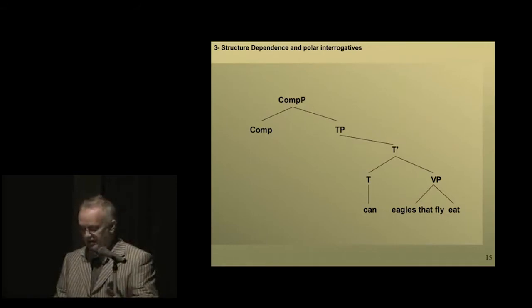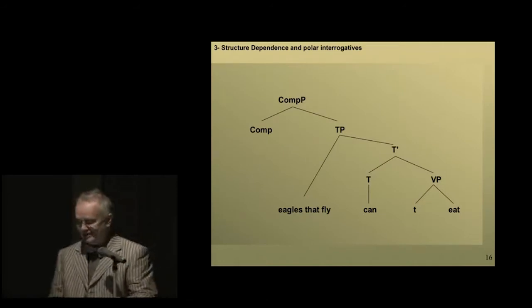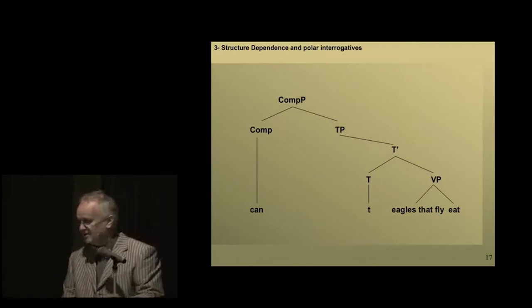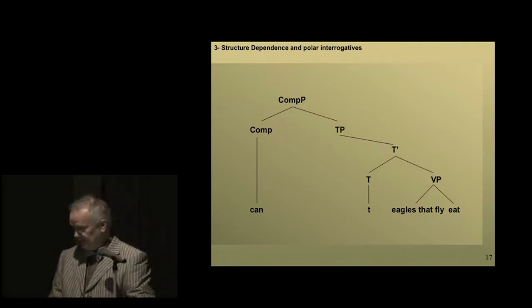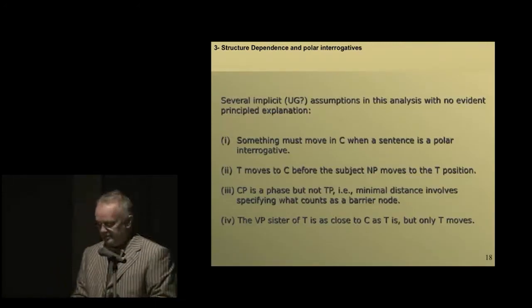Okay. So at this point, the subject is deep below, and can is therefore the tense element closest to comp. Okay. And if you had moved the subject first and raised it, then you're stuck, because can is not the closest element. But if you assume that the subject is still down there when can moves, then you're fine, because you can simply say locality saves the day because can was the closest, and that's why it's the element that moved. Now, there are several implicit assumptions here.